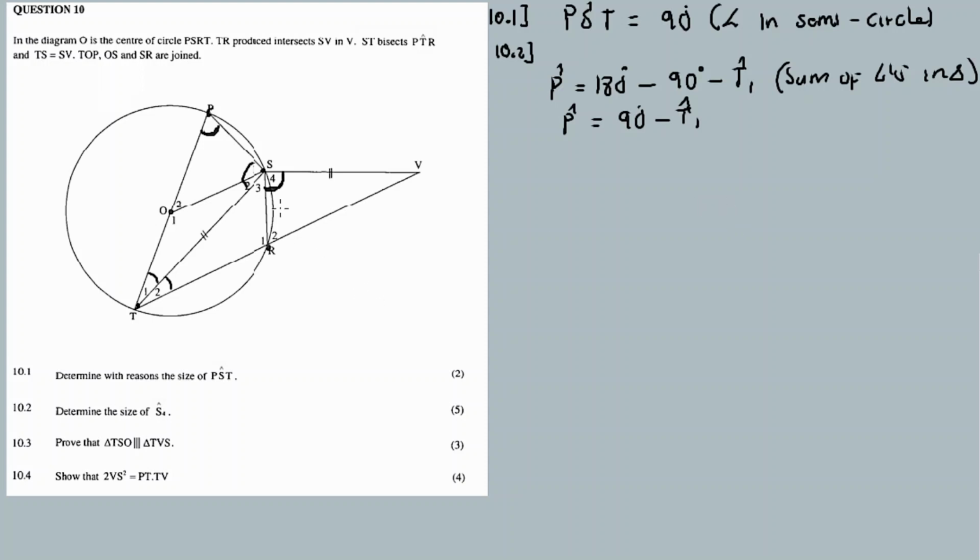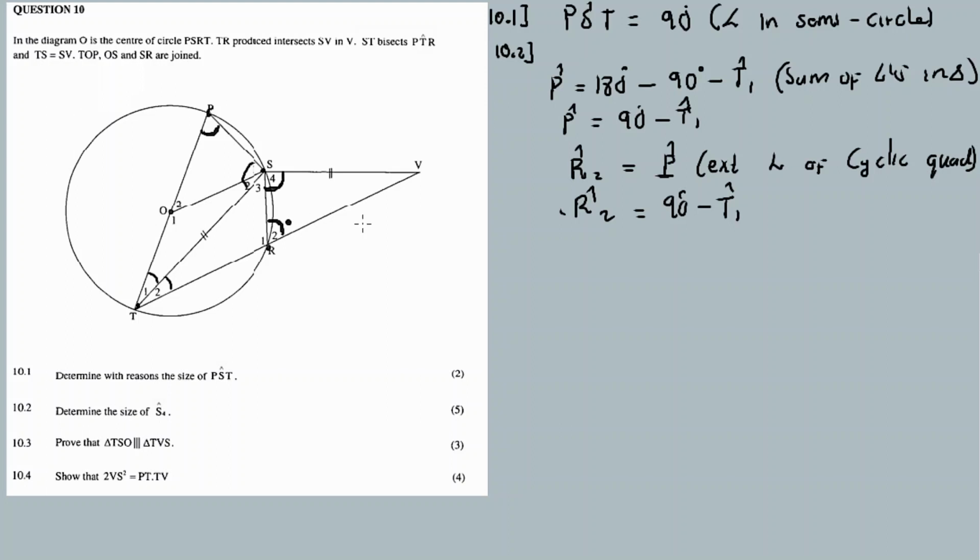Now check this out. R2 will be equal to angle P. Do you know why? It's the external angle of a cyclic quad, which means that R2 is equal to 90 degrees minus T1. What I did is I replaced P with its value: 90 minus T1. So now we have R2.